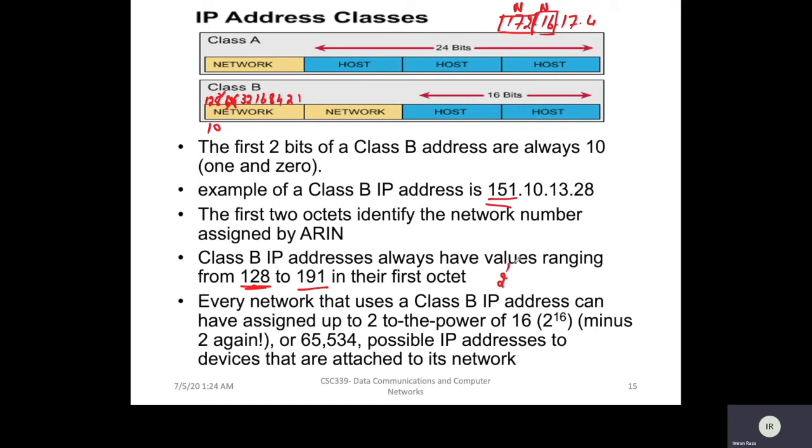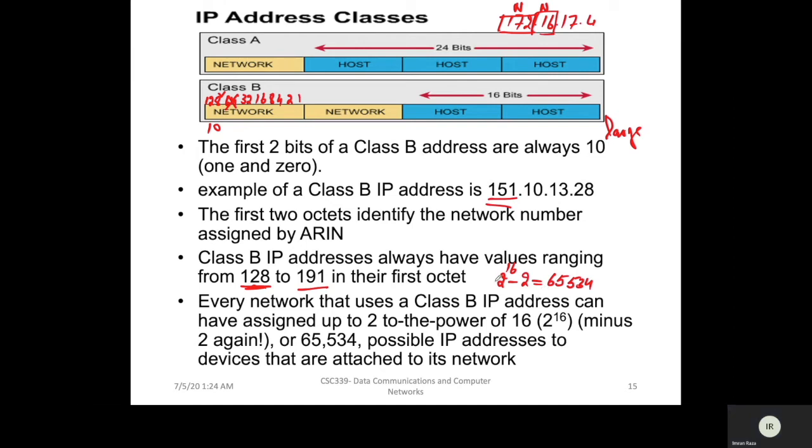2 raised to the power of the number of bits in the host portion, 16, minus 2, because we leave out the specific addresses, the network address and the broadcast address. This gives me 65,534 addresses. It's not very large, but this block is large, and that's why everyone is after class B. That's why we call it a Goldilocks problem, where everybody wants a class B address.